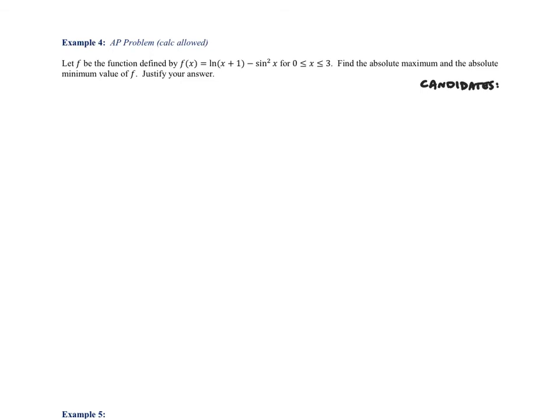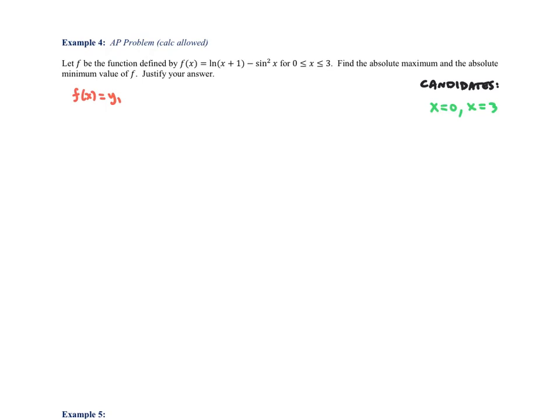Okay, endpoints. So we'll keep our color code going here. Our candidates will be x equals 0, x equals 3. Those are our endpoints. Now we've got to find our critical values. So I'm going to put f of x in for y1 in my calculator.